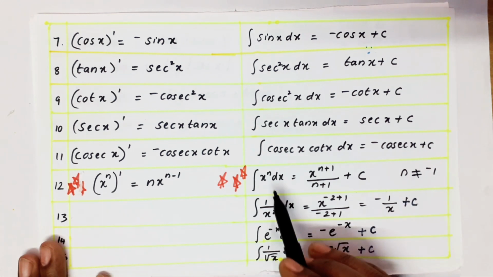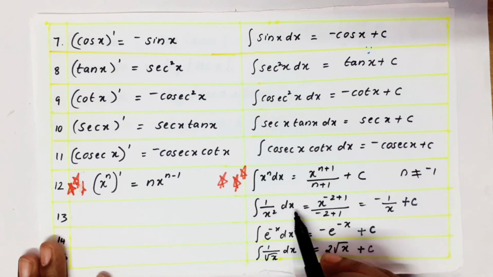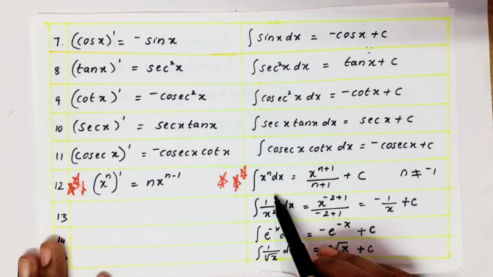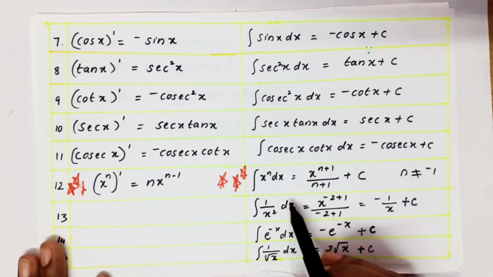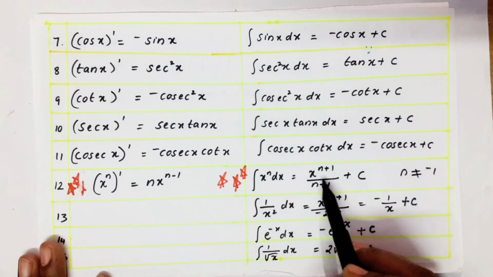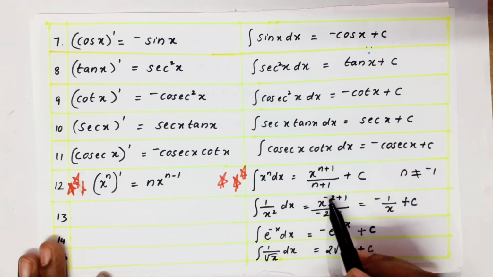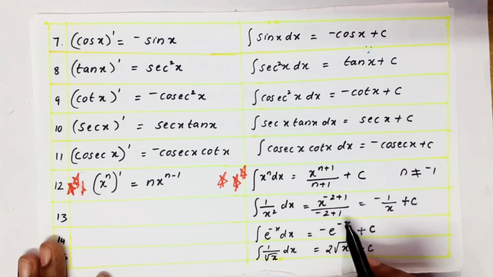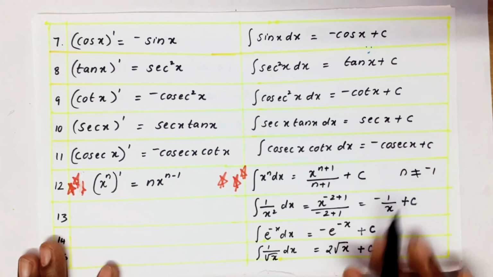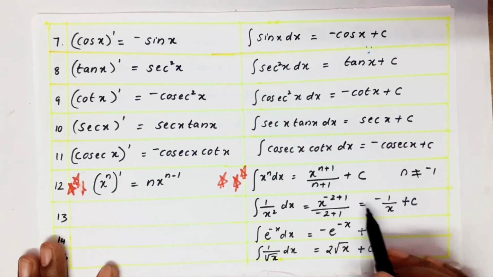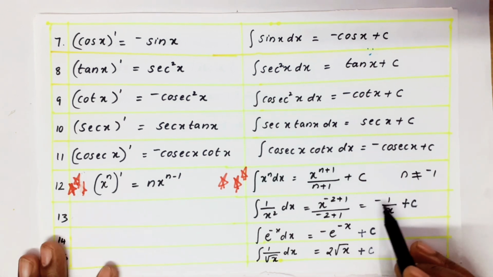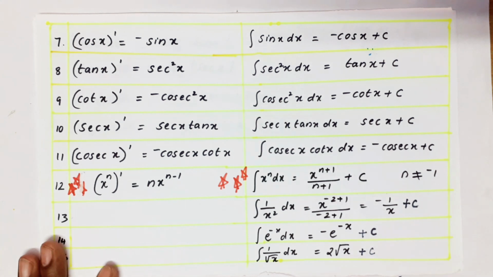I repeat, the integral of 1 by x square dx. We are applying this formula. I am taking this to up, so it will be x power minus 2 dx. Applying this formula, x power minus 2 plus 1 by minus 2 plus 1 is x power minus 1 by minus 1. That minus is this one. X power minus 1 I have taken to denominator, that is minus 1 by x plus c.